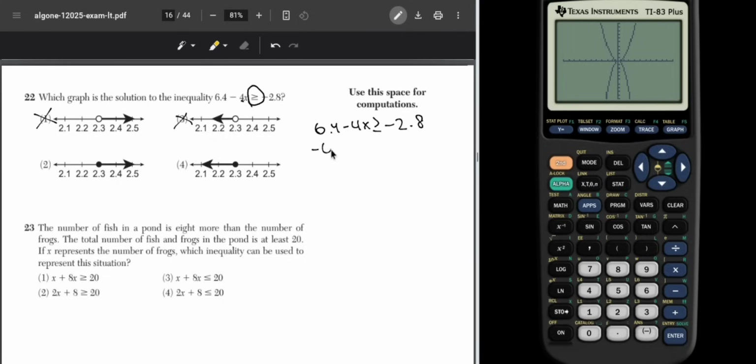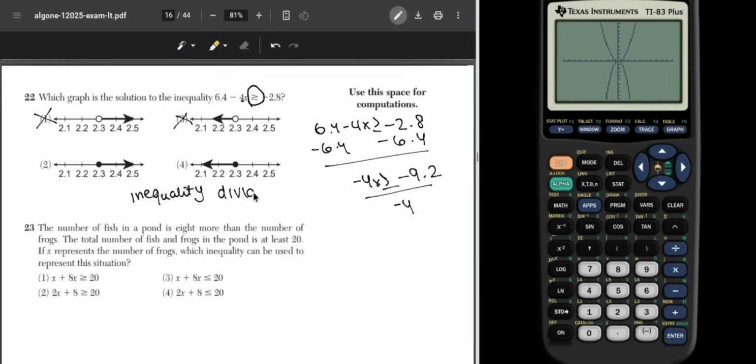Hold on. So, if I were to solve, I have 6.4 minus 4x is greater than or equal to -2.8. I subtract 6.4 on both sides. I get -4x is greater than or equal to -9.2. Then I'm going to divide by -4. In an inequality, if you divide by a negative, you must flip your sign.